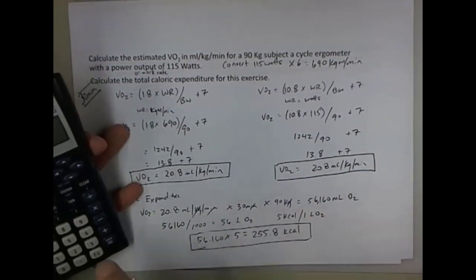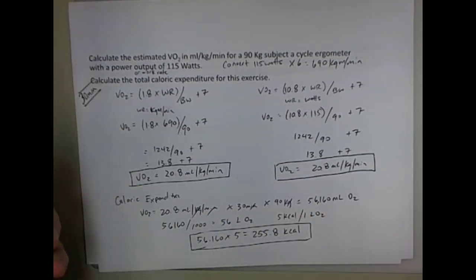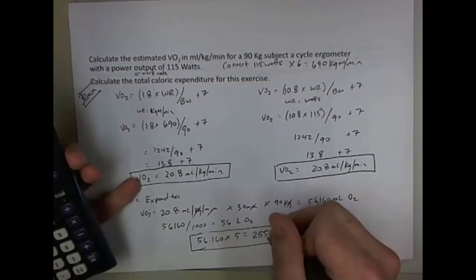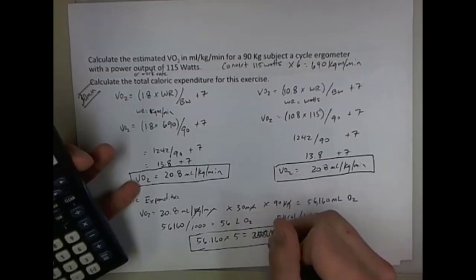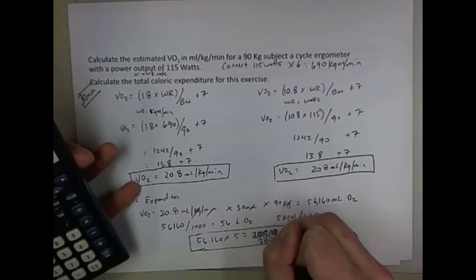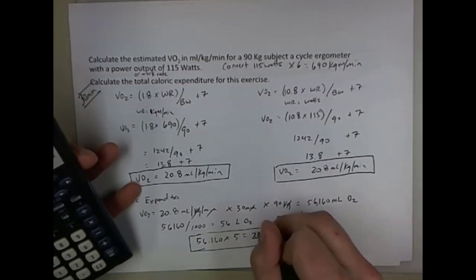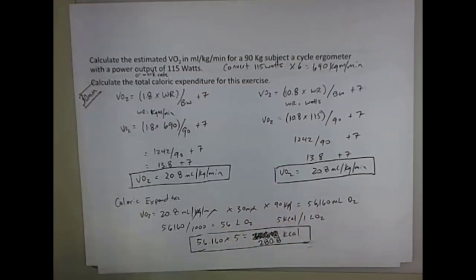Sorry, just kidding. I just realized that I did something in the calculator wrong. 56.160 times 5 equals not 255, equals 280.8 kcals. So a little bit of math was done wrong in the calculator, but that's the correct answer there, 280.